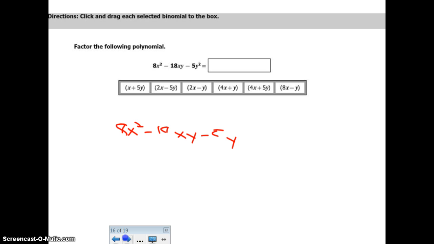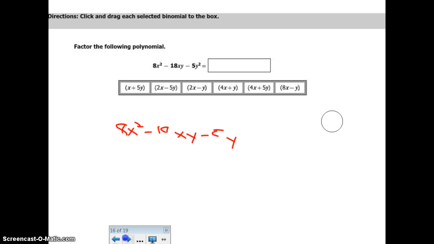And this is also one that's, you know, you're asked to choose the 2 factors that belong in the box. So you can play around with all of these until you multiply 2 of them and you get 8x squared minus 18xy minus 5y squared. That wouldn't hurt, okay? Just think of all the different combinations that you could use to get 8x squared. That's the first term.